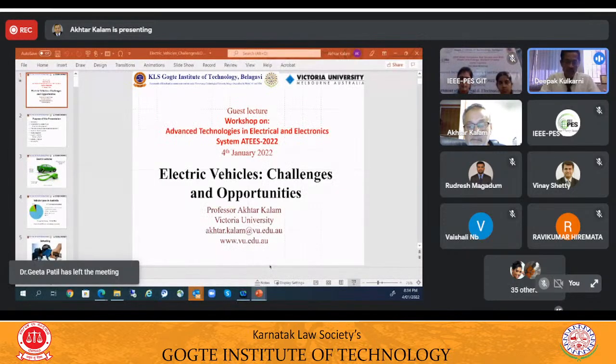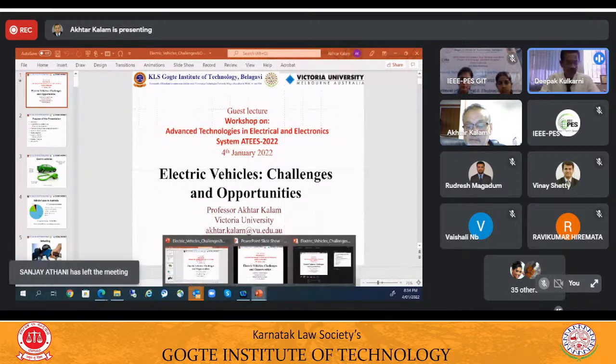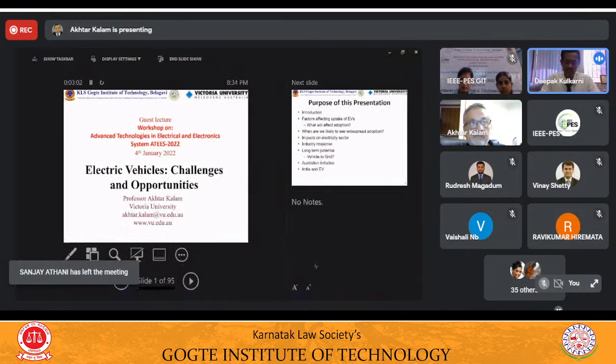I welcome Dr. Kalam for today's session on electric vehicles. I thank Dr. Kalam for accepting our invite to deliver a talk. In spite of his busy schedule, he has spared time for us. I am sure that today's session will be definitely helpful for all our delegates, our faculty colleagues, and all the research students also.